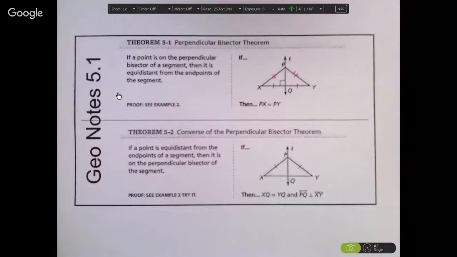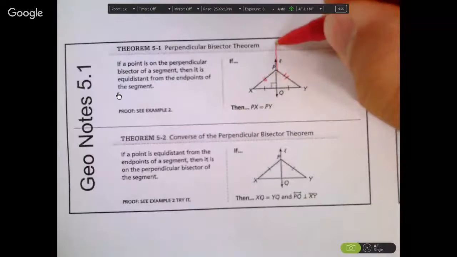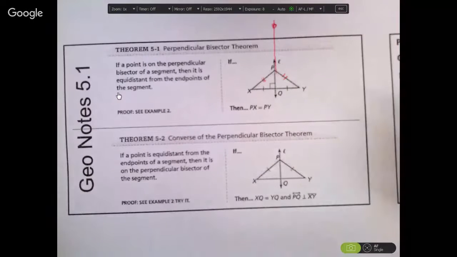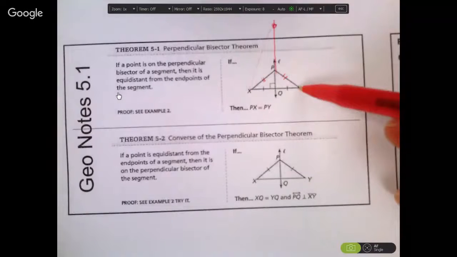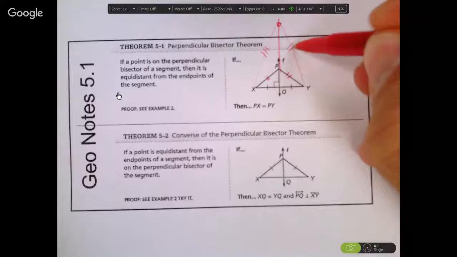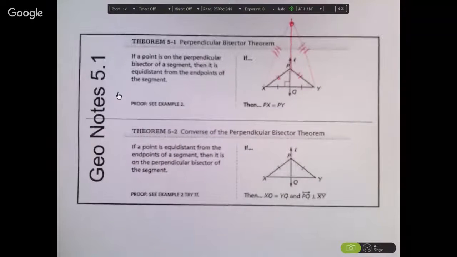And actually what it says is that any point that I would put on this perpendicular bisector, so if I put a point way up there, then if I drew from here to here, then these two would also be congruent. And I could keep doing this. Any point that I put on there would be equal distance from X and Y.